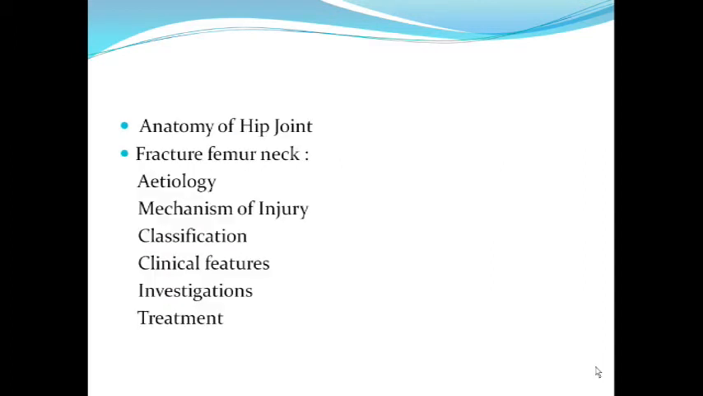So what all the topics we'll cover here: first we'll discuss the anatomy of hip joint, then we'll talk about its etiology, mechanism, classification, clinical features, investigation, and finally treatment.